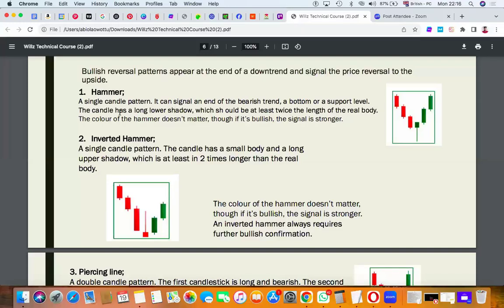So what we say about the hammer is that it's a single candle pattern, and it can signal the end of a bearish trend, a bottom or a support level. The candle has a long lower shadow, which should be at least twice the length of the real body. The color of the hammer doesn't matter, though if it's bullish, the signal is strong. You understand? It's signaling to us that the bearish movement is ending, and once this appears, it's bullish all the way. And you can see it from here.